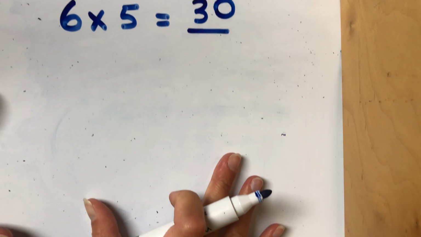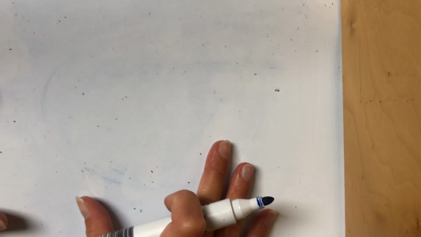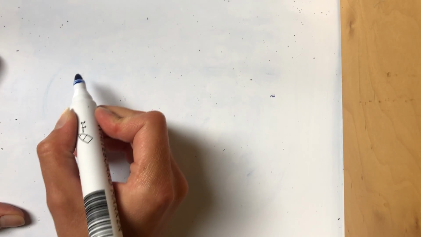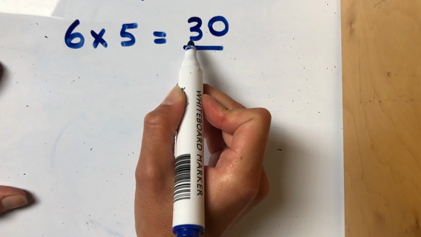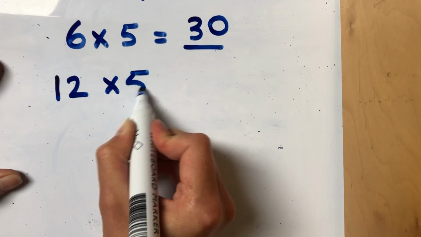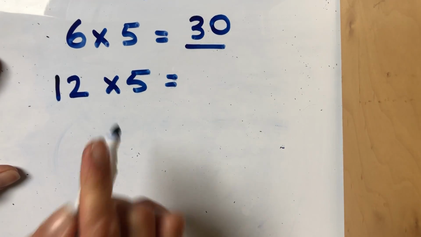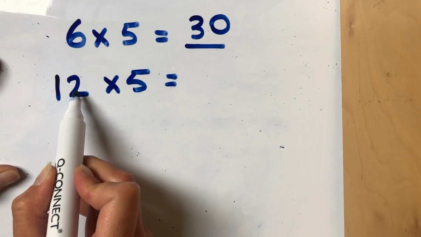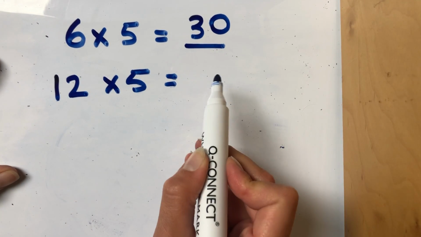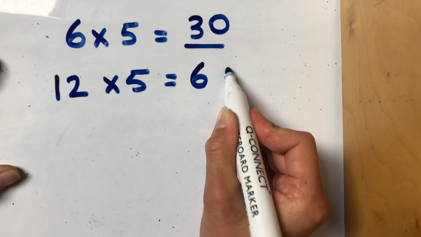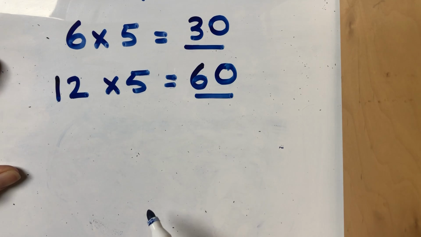Okay. Now let's try something a little trickier using our number facts. If I know that 6 times 5 equals 30, I can also work out 12 times 5. We know that 12 is double 6, so therefore our answer must be double 30. Double 30, we know, is 60.